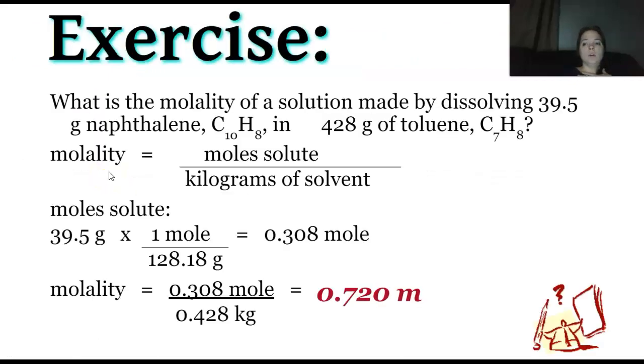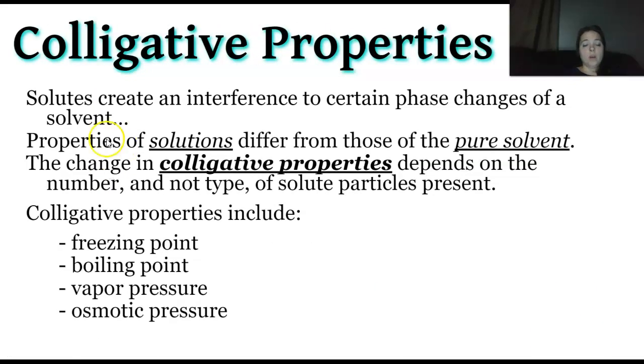So colligative properties. We've already seen this, but now we're putting a name to it. So solutes, like the Kool-Aid put into the water. That's the solute. So solutes interfere with certain phase changes of a solvent, like water. Water is the solvent, the bigger amount, with a small amount of solid put into it. So properties of solutions differ from those of the pure solvent. Like pure water is different from a solution of salt water.